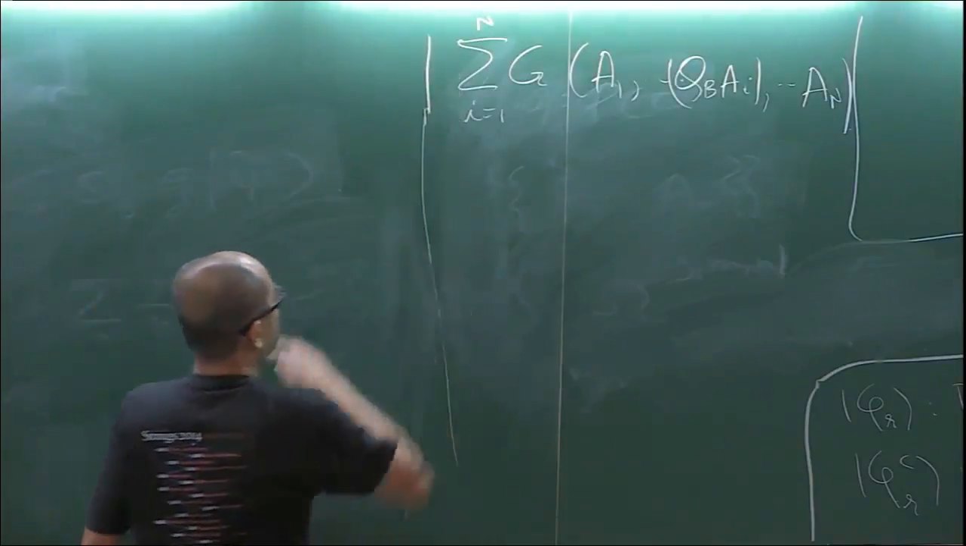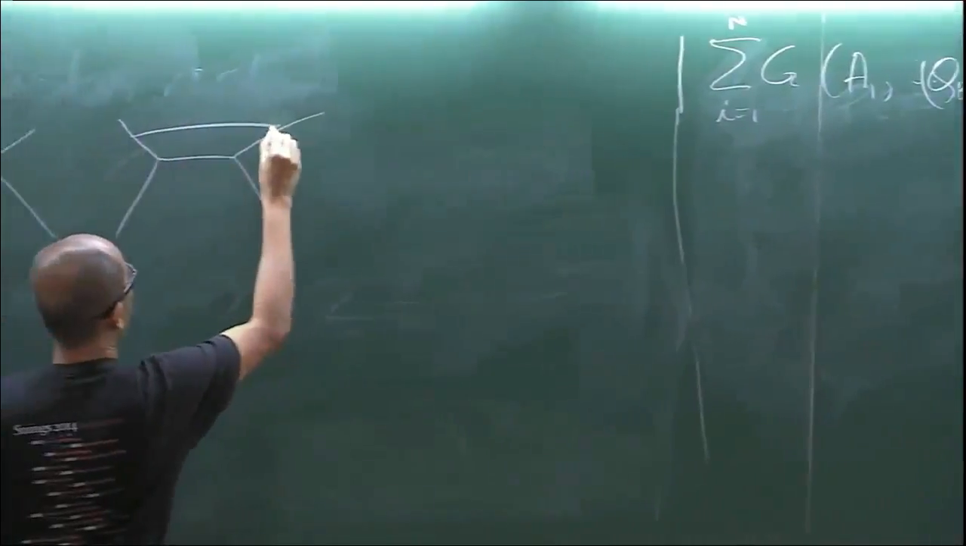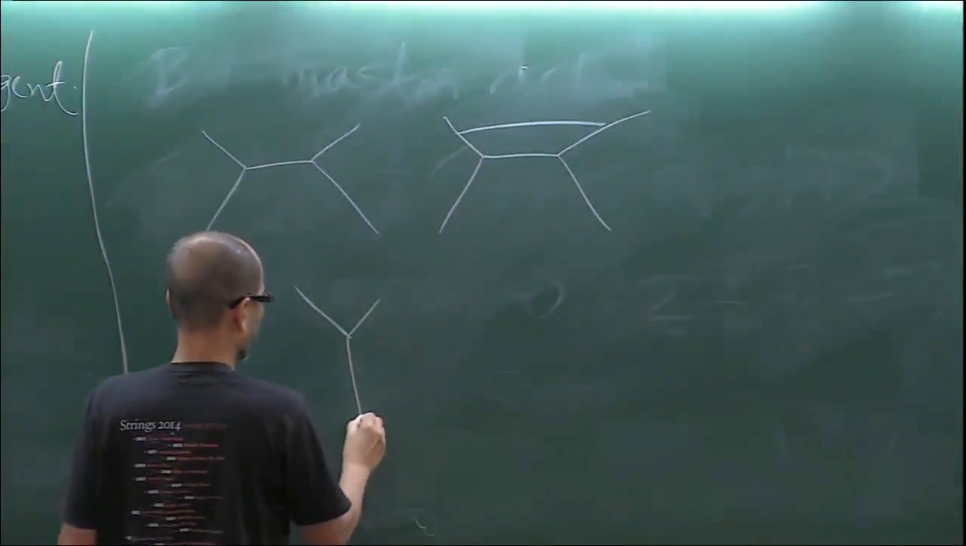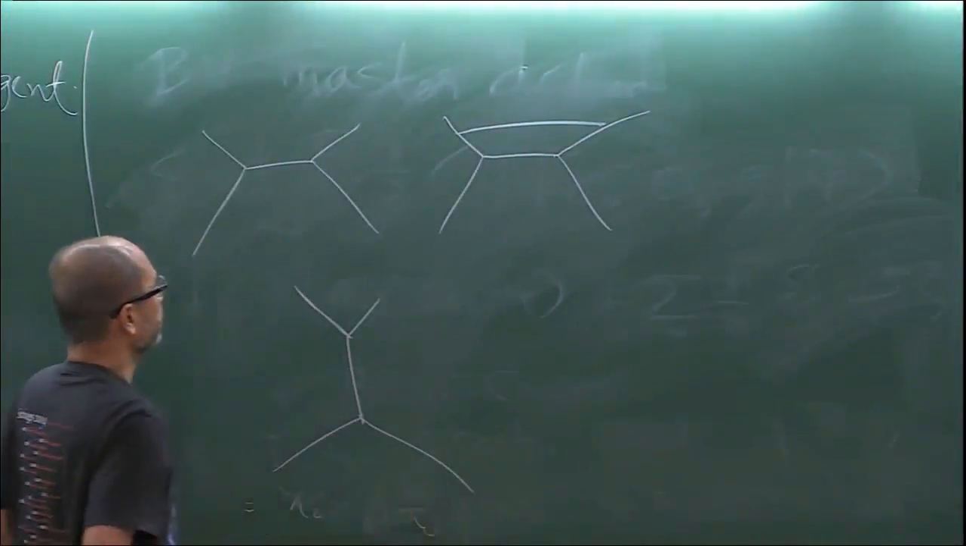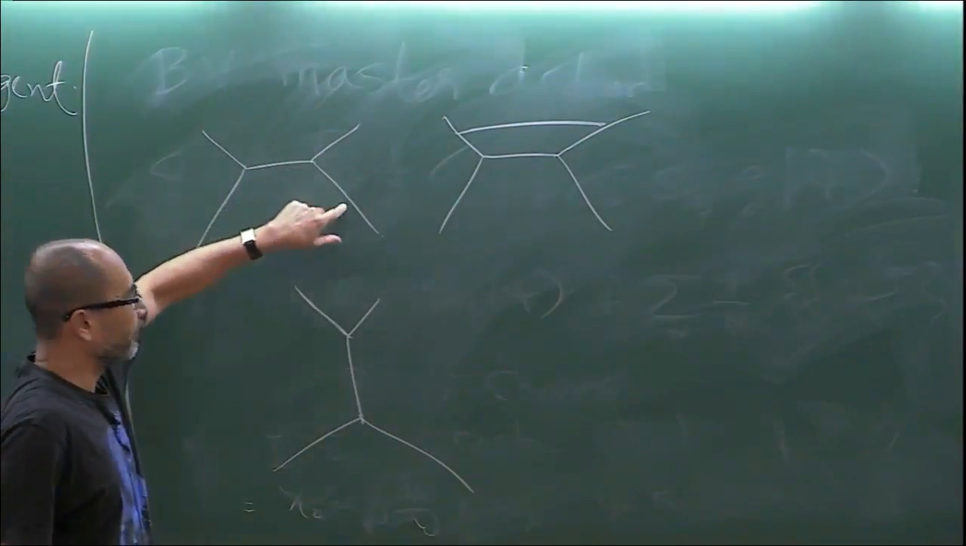So how do you calculate this? G, of course, is a sum of Feynman diagrams. There are many Feynman diagrams that you can draw for G. You are applying QB on each external leg one at a time and summing.